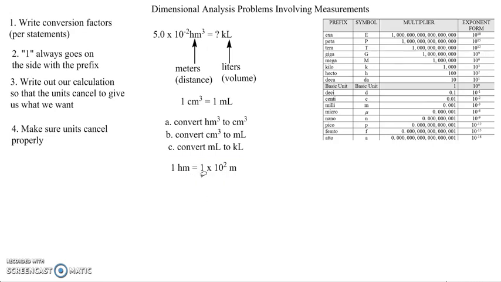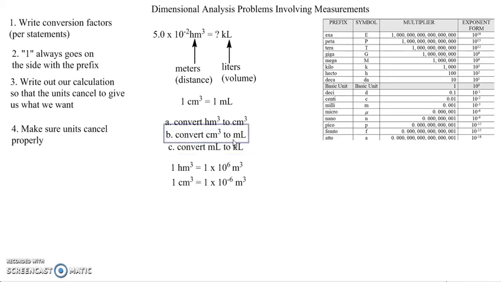So 1 hectometer equals 1 times 10 to the 2 meters, but we want hectometers cubed, so we cube both sides, and that becomes 1 hectometer cubed equals 1 times 10 to the 6th meters cubed. Do the same thing for centimeters, and we get 1 centimeter cubed equals 1 times 10 to the negative 6 meters cubed. So we have all of the statements we need for part A.